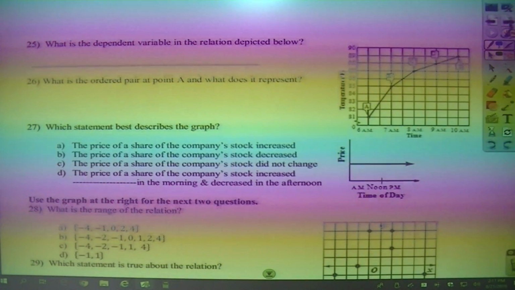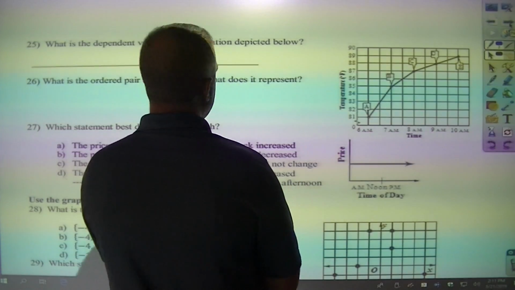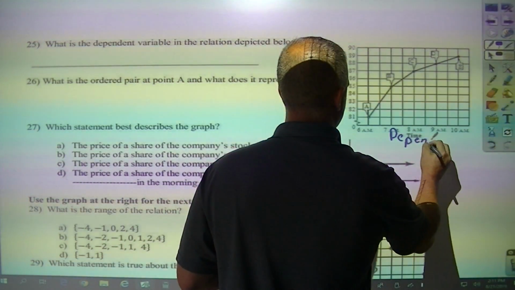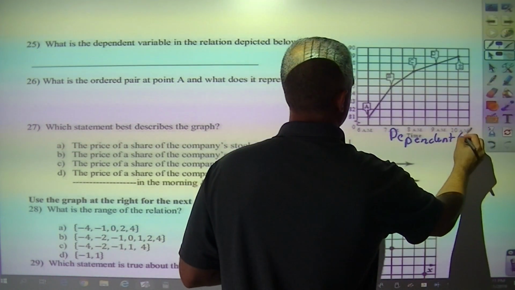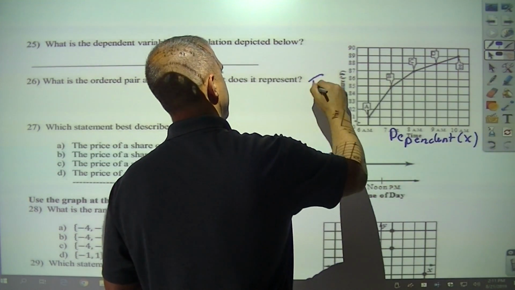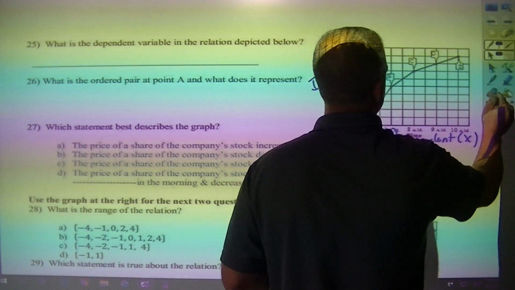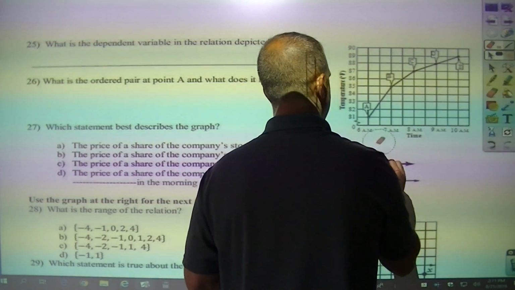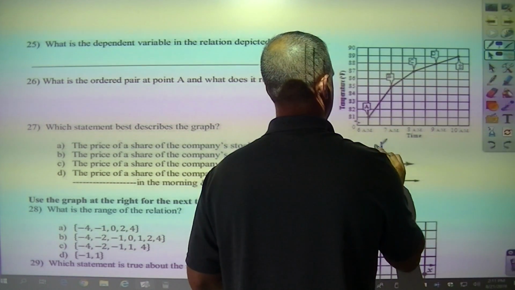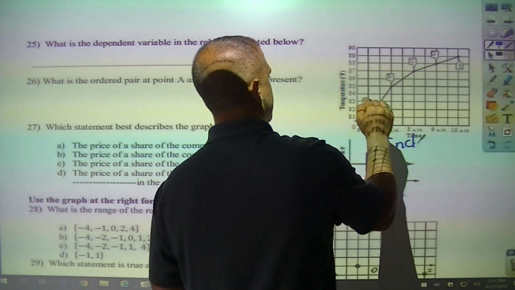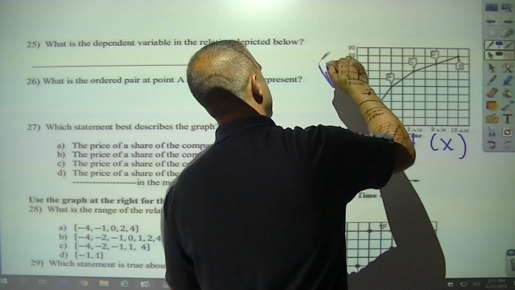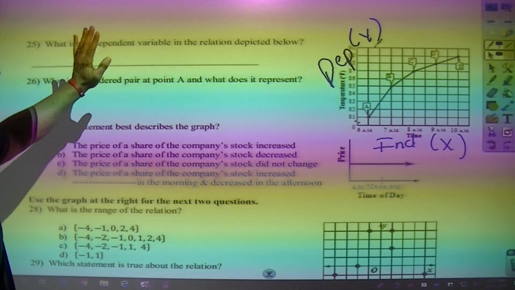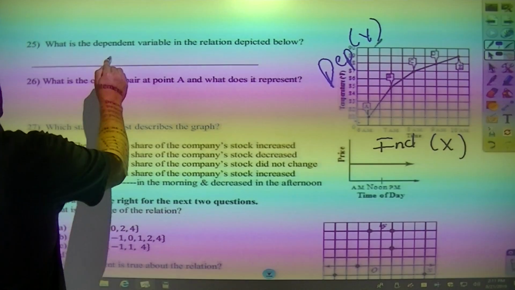Okay, which is the independent variable? So, the dependent. So this line always right here is the dependent. And the independent variable, I'm sorry, we got that backwards. Hold on. Okay, the independent variable is always the x, and the dependent is always the y. Okay? So in this case, the dependent variable is actually temperature.